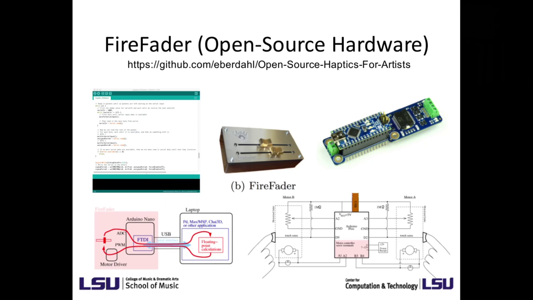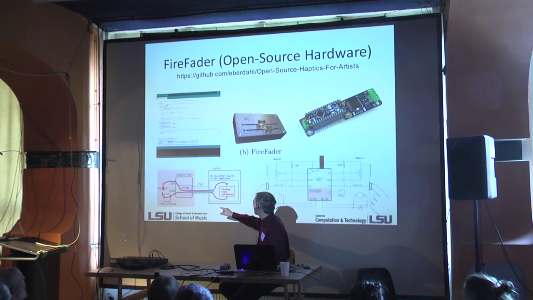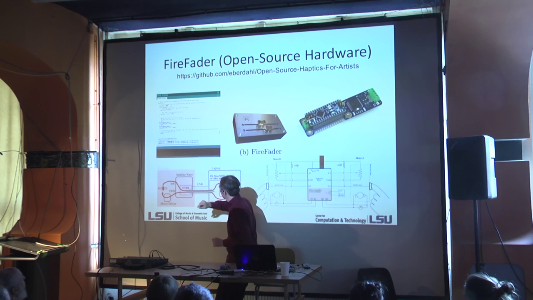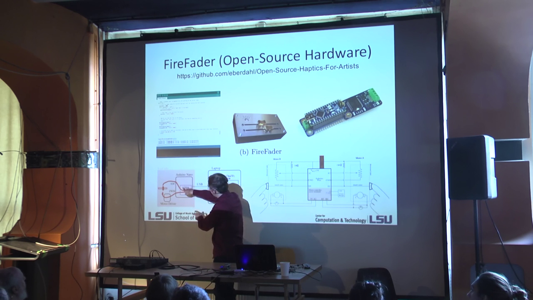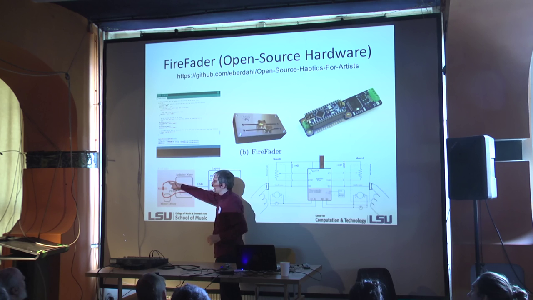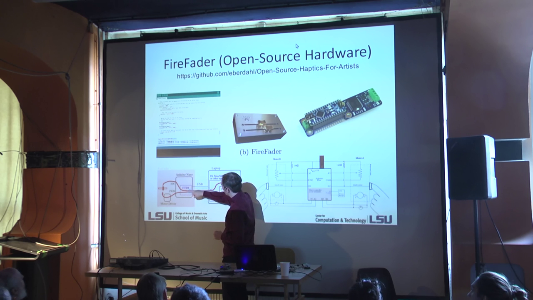And this is the feedback loop of what that's actually doing. So here's the Arduino, and it senses the position of the fader. It's an analog voltage which it measures, and then it converts that to a digital stream that it sends over the USB serial into your laptop.